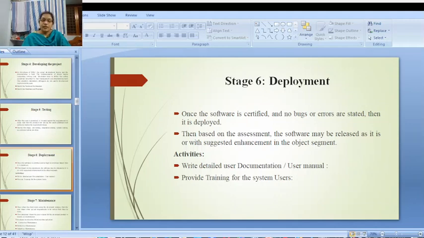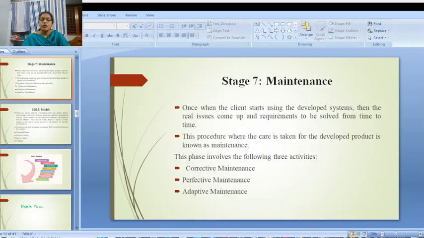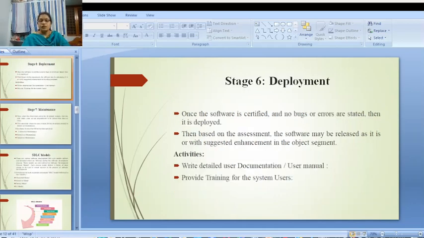Then based on the assessment, the software may be released as it is or with suggested enhancements. If it is satisfied by the customers or stakeholders, then the project people will start releasing the project software, or if any enhancement is needed, they'll start doing the enhancement of that particular software.